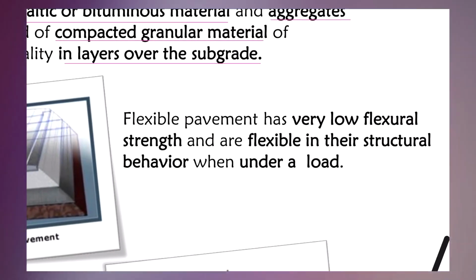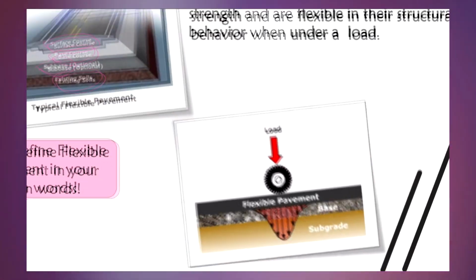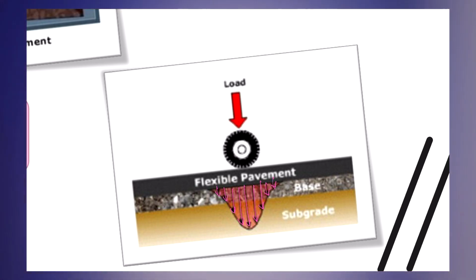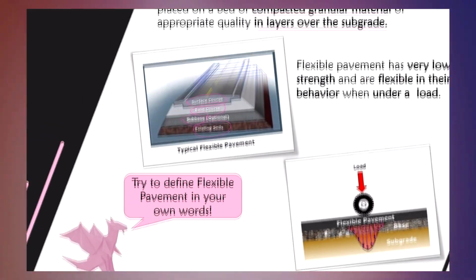Flexible pavement has very low flexural strength and is flexible in its structural behavior when under a load. This is a diagram of how a flexible pavement distributes its load towards the base, subbase, and finally the subgrade. The main theory of a flexible pavement is that the natural soil or the subgrade will be the layer that is going to bear all load from vehicles. Try to define flexible pavement in your own words.